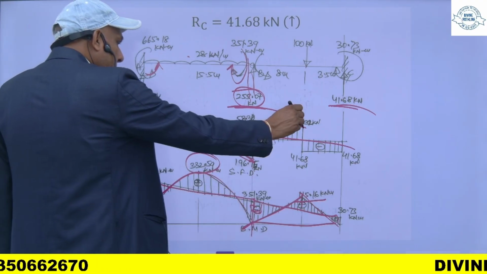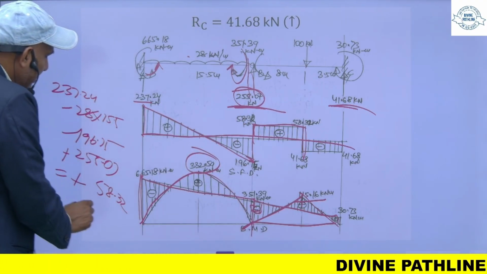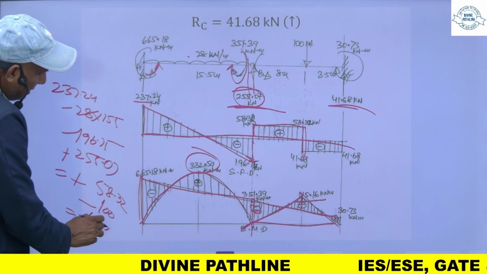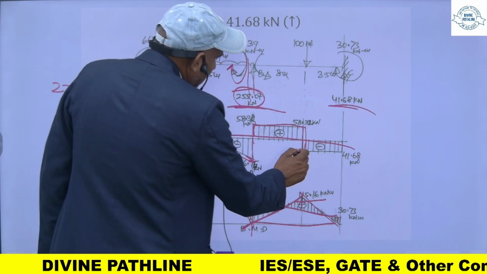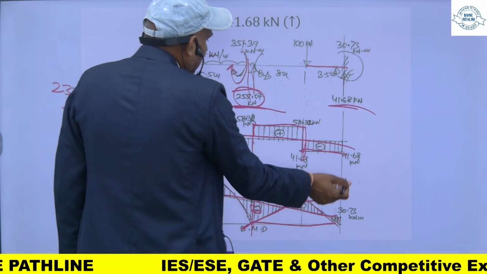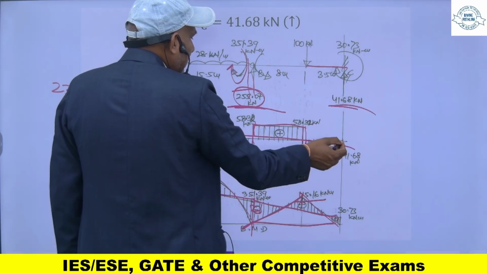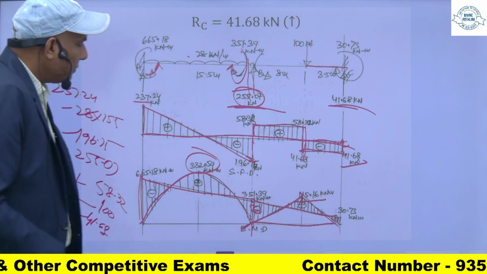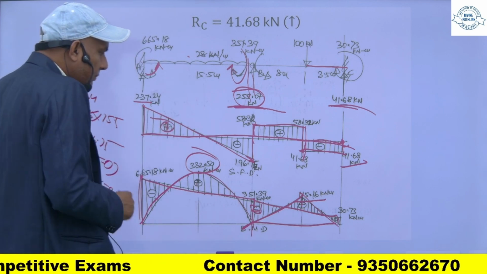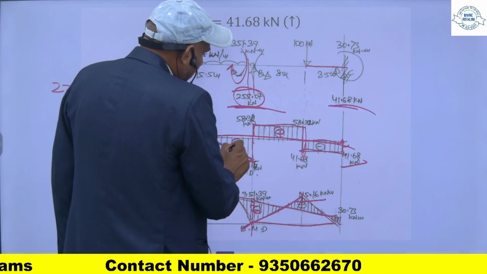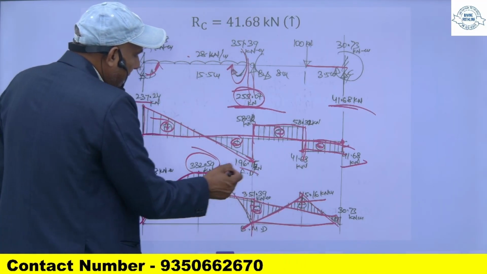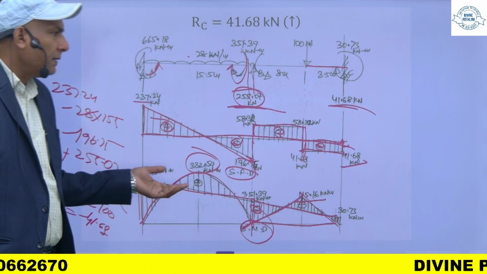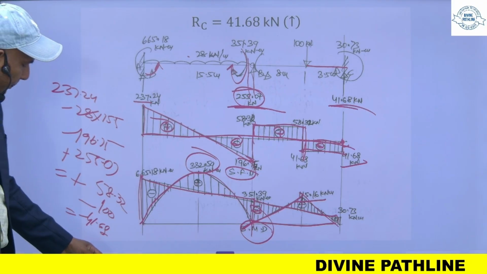Then it will go down, 58.3 minus 100 you will get minus 41.68, and then it will be constant, then again it will be 41.68. So you will come here. So this is my shear force diagram. This one is positive, this positive, negative and negative. This is shear force diagram and this is bending moment diagram. So this way you can draw the shear force and bending moment diagram.